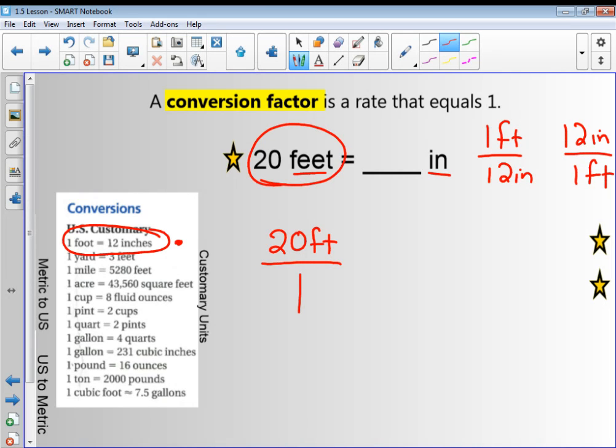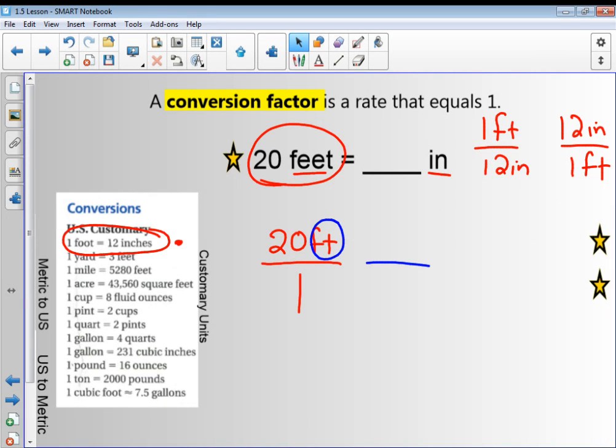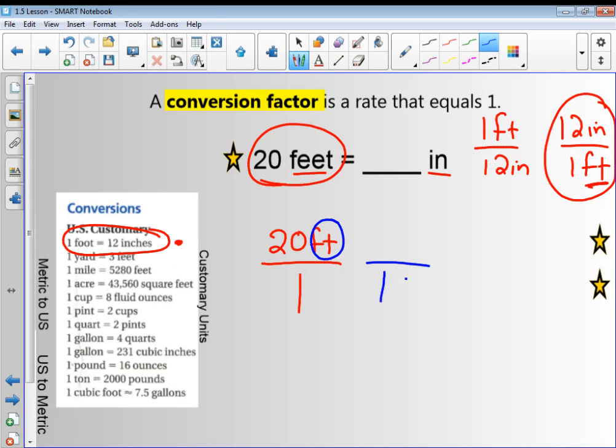Well, when I use a unit multiplier, I want to make sure that I can cross cancel. My feet right now is on the top. I want my feet to be down on the bottom of my second conversion factor. So I'm going to use this one right here. Notice that I have feet as the bottom. So I'm going to put my 1 foot on the bottom and my 12 inches on top. Why do we put the feet on the bottom? Because now we can cross cancel units.